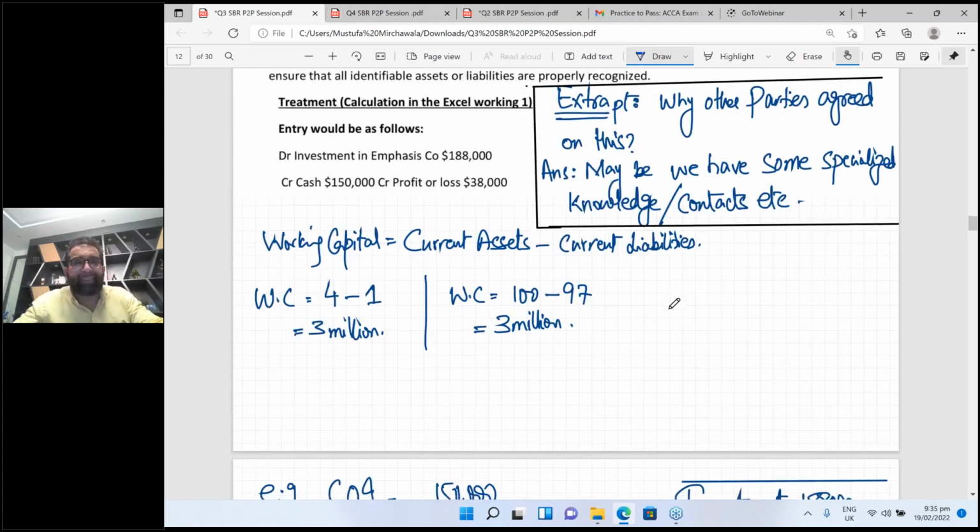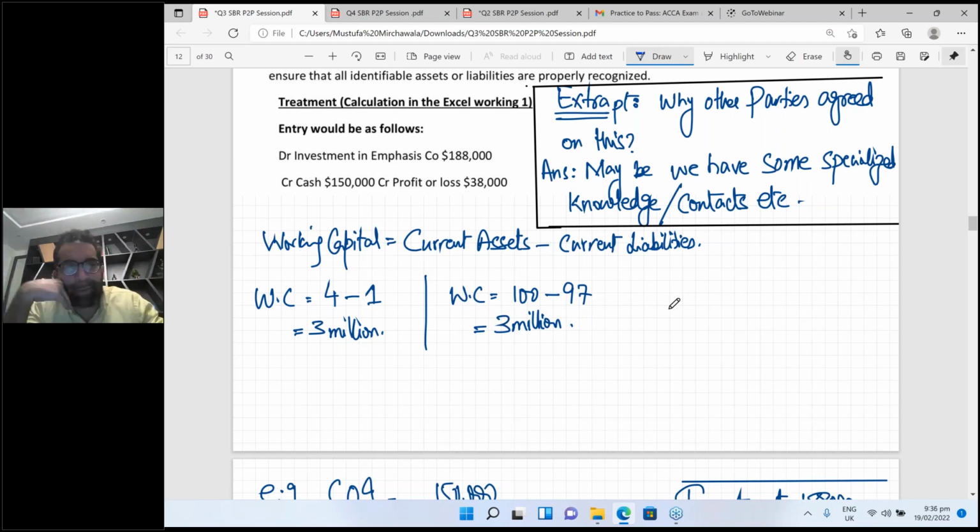Listen to this example. Assume one of my students needs a job. First of all, the formula of working capital is current assets less current liabilities. So one of my students asked me, sir, I want to do a job. I said, okay, can you manage working capital? He said, yes, I can manage working capital.